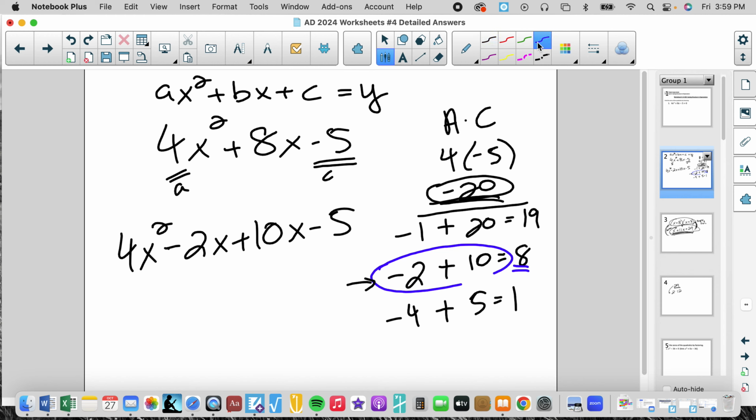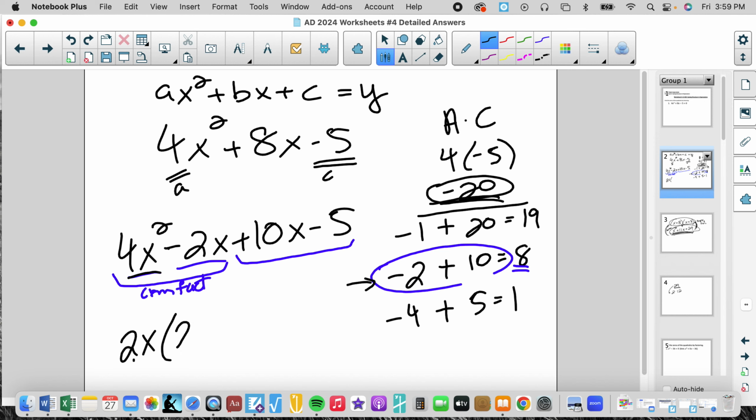And now we're going to do what is called factor by grouping. We're going to group the first 2 and the last 2. And we're going to look for a common factor. So what is a common factor amongst 4x squared and -2x? 2x. Very good. Both have 2x. If I factor out a 2x from 4x squared, that leaves me with 2x. If I factor out a 2x from -2x, it leaves me with -1.